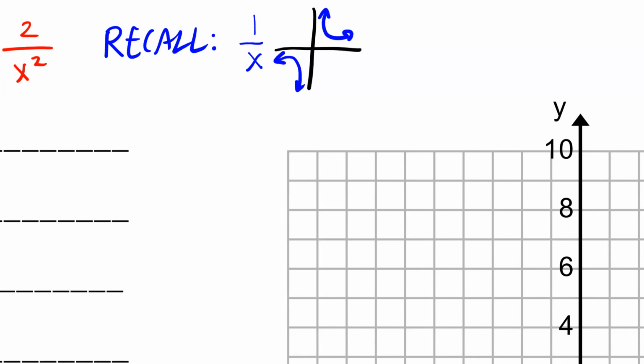So if we know what 1 over x looks like, let's think about what 1 over x squared will look like. All I have to do is take the blue one, the 1 over x, and square it. It makes it pretty easy when I have a positive number. Positive times positive is positive. So this thing still stays a curve somewhat. But what happens to the negative? A negative times a negative is positive. Oh, so this thing just flips over.